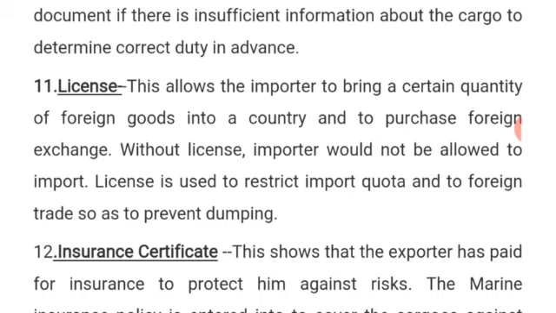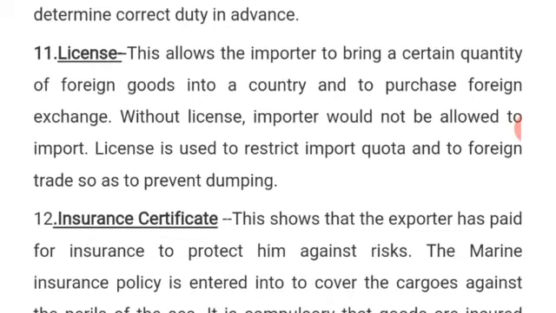Foreign exchange means, for example, if I'm going to Ghana to buy goods, there is a place where I can exchange Nigerian naira to collect their currency. Or let's say I'm going to America to collect American dollars in order to use them to buy goods in international trade. So without a license, the importer will not be allowed to import or to export.